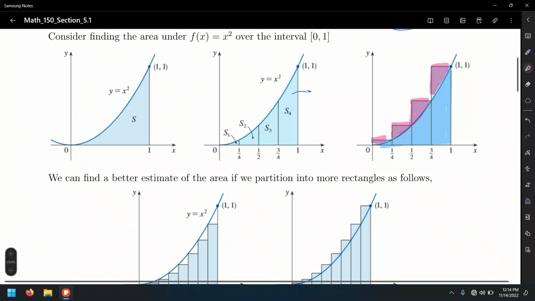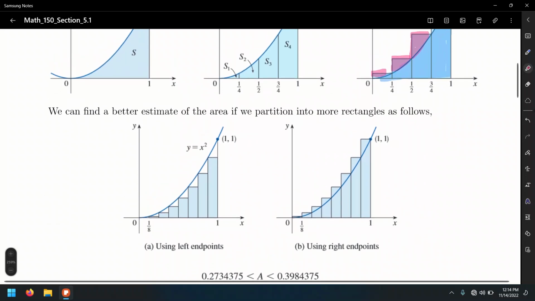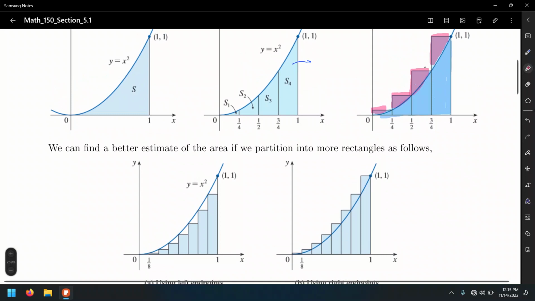Well, in this case, for the general case, for the easy case, so to speak, we just partition the area into 4 rectangles. Okay? However, we can find a better estimate of the area if we partition the region, the interval 0 to 1, into more rectangles, like 1, 2, 3, 4, 5, 6, 7, 8 rectangles instead of 4. All right? And well, compare these two areas right here.